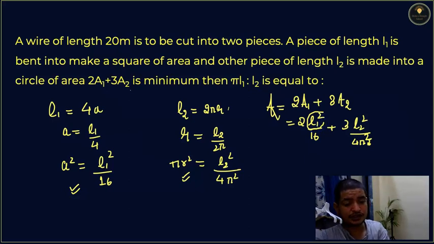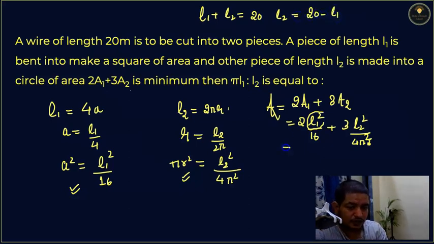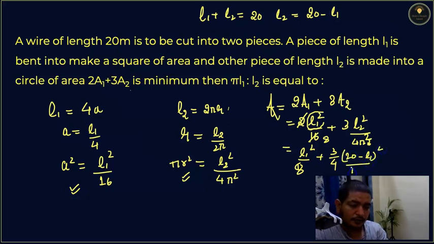Okay, only one function is allowed here. We can't take L1 and L2 separately, so we write L1 plus L2 equal to 20, which means I can write the value of L2 as 20 minus L1. Here you will write the same thing; 2 can cancel, and you will get the value as 8. So you will get L1 squared by 8 plus 3 by 4, and this value will become 20 minus L1 whole squared by pi squared.